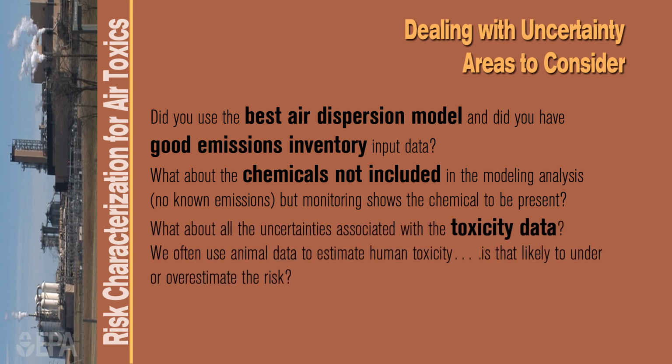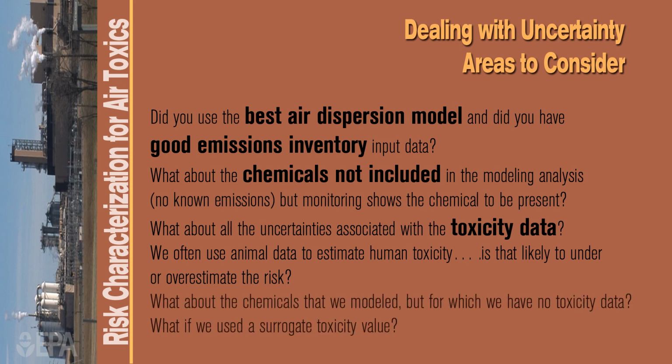What about all the uncertainties associated with the toxicity data? We often use animal data to estimate human toxicity. Is that likely to under or overestimate the risk? What about the chemicals that we modeled, but for which we have no toxicity data, as we said before? What if we're using a surrogate toxicity value? All of these and many more reasons must be critically discussed in the uncertainty analysis.